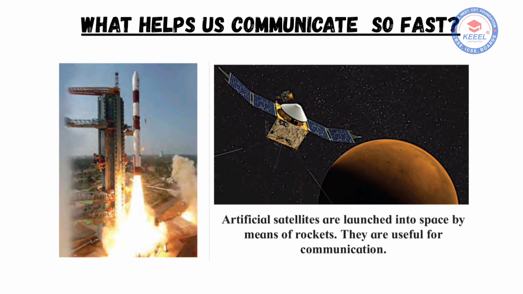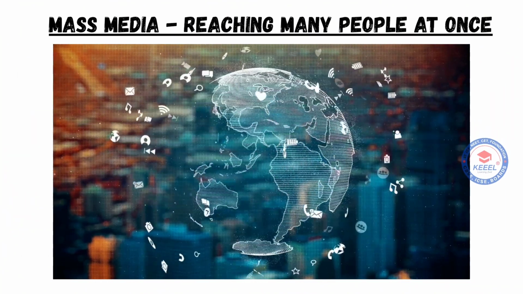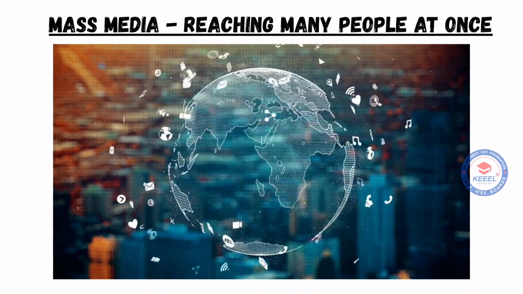India uses satellites called INSAT, which means Indian National Satellite, to send signals across long distances. Thanks to these satellites, we can watch live cricket matches on TV, listen to important announcements, and talk to friends in other cities or countries. Mass media, reaching many people at once.